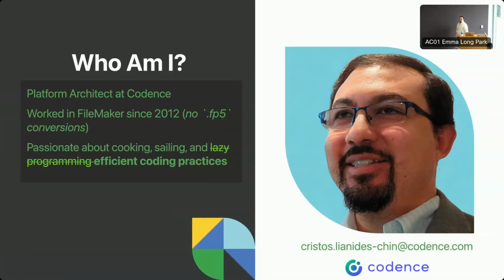My name is Cristos Lianides-Chin. I'm a platform architect at Codus. I've been working in FileMaker for a little over 10 years, which means I got into the good time when it was the FileMaker 11 to 12 transition. I can proudly say I've never had to do an FP5 conversion to this day, and I hope my luck holds. I really enjoy cooking and sailing. I live in Portland, Maine, right by Casco Bay. And I really don't like to work any harder than I have to when I'm programming.